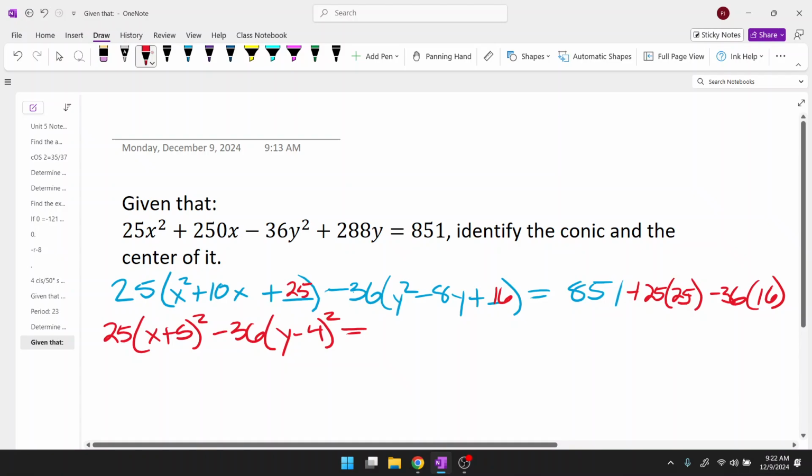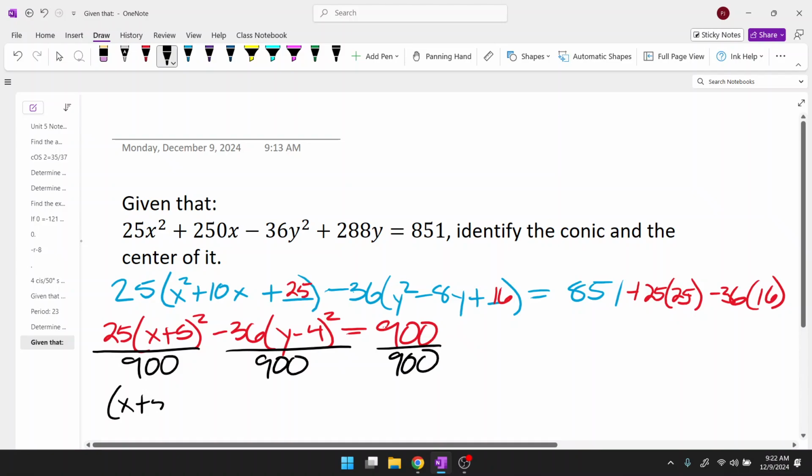let's see, 851 plus that minus, that'll be 900. Well, here's the thing, 25 times 36 is going to be 900. So if we divide out everything by 900, we get x plus 5 quantity squared over 36 minus y minus 4 quantity squared over 25 equal to 1.